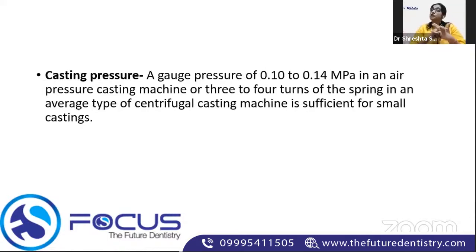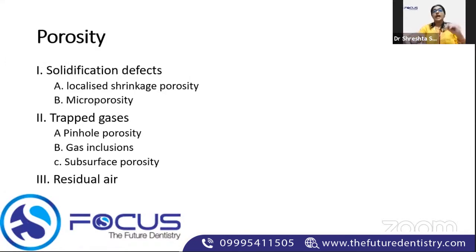Now the casting pressure, ideally a gauge pressure of 0.1 to 1.14 MPa is the ideal casting pressure which is required. So if you increase more than that, it will not go for sufficient casting. So those were roughly about the surface irregularities and roughness, which you will be seeing. We will be talking in detail about porosity.